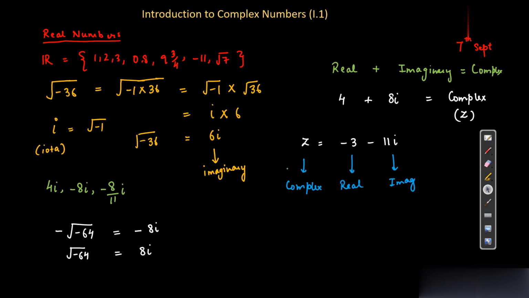So there are a few terminologies. First is Re(Z). You will see this very often. Re(Z) means the real part of Z. So the real part of Z is negative 3 here. And then you have Im(Z). This means the imaginary part of Z, that is negative 11 here. Okay. So this is all about the introduction of complex numbers.